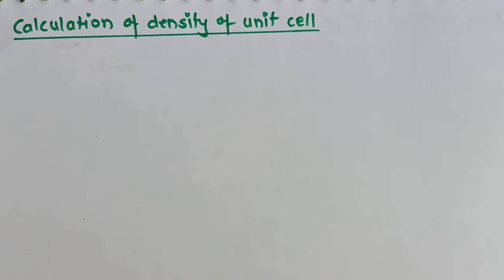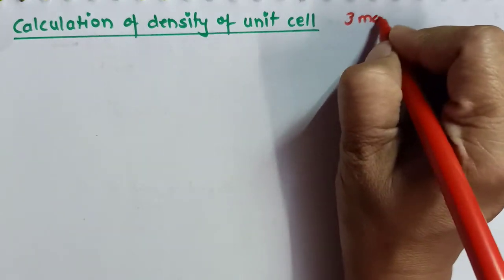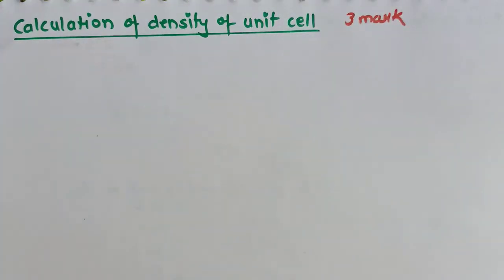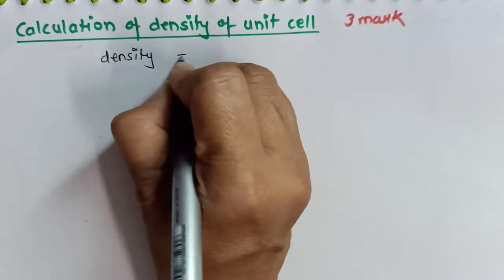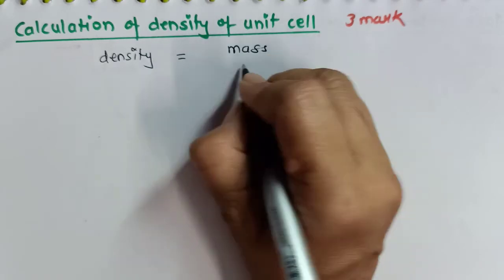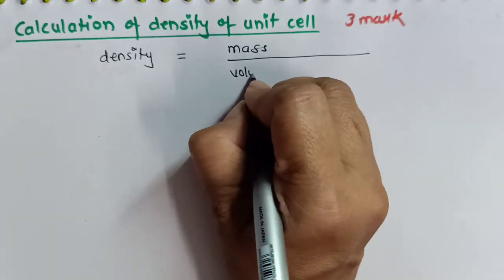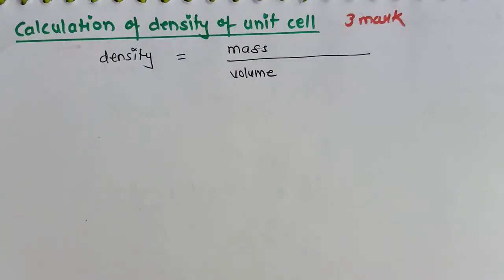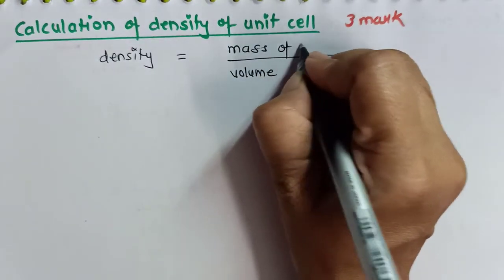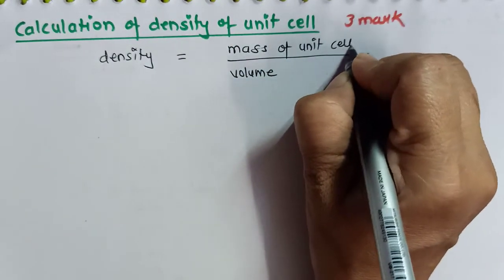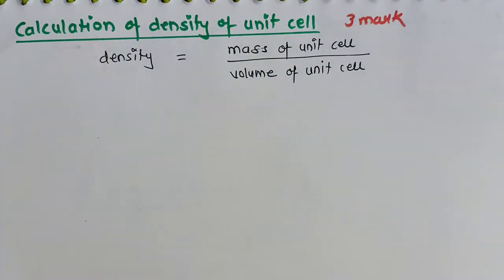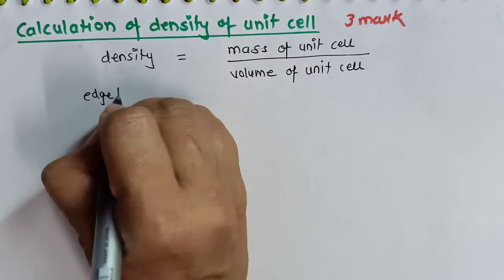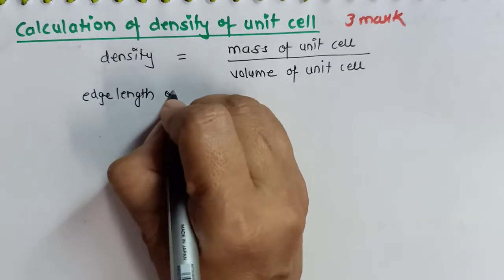Let us solve the derivation for this. This derivation was once asked for 3 marks, and therefore you have to do all these derivations. How do we calculate density? Generally, we calculate it by taking the ratio of mass upon volume. Now since we are discussing the unit cell, here it will be mass of unit cell upon volume of unit cell. Obviously, edge length of the unit cell, we always take it as a.